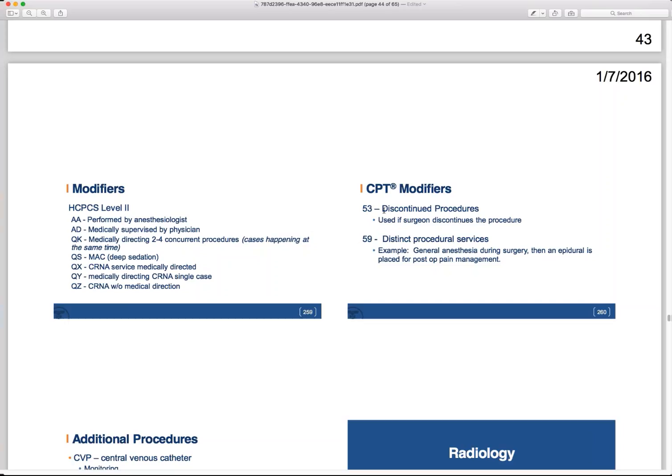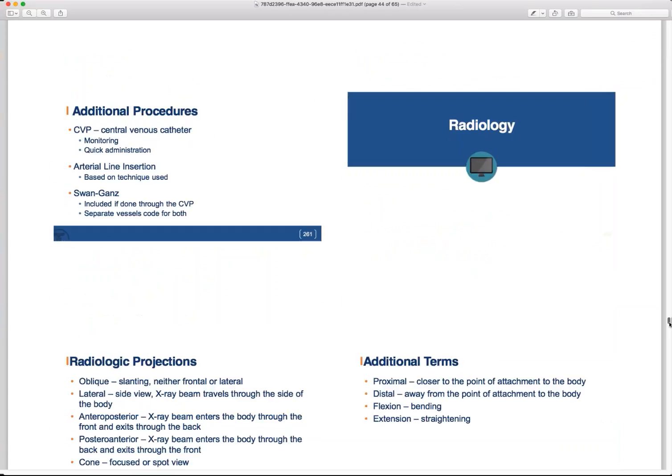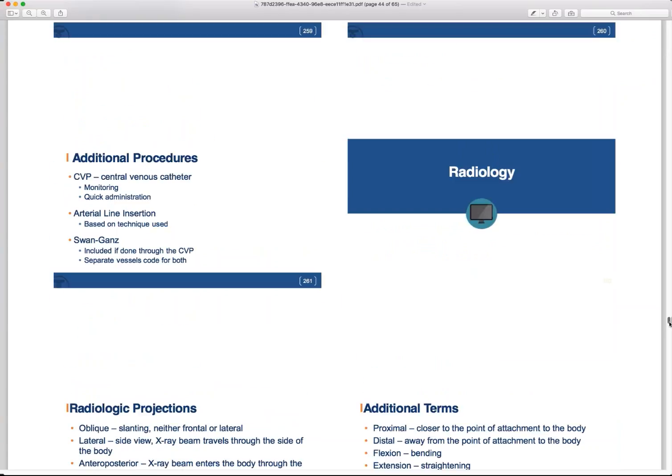Right? And then again, discontinued modifier 53 and modifier 59. Okay. 53 if the surgeon discontinues the procedure, and we know one of the examples of using modifier 53 is if the patient begins to hemorrhage during surgery, right? 53 and 52 are two different modifiers. 52 is just reduced, 53 is discontinued. Okay, so they just have a few additional procedures there listed.